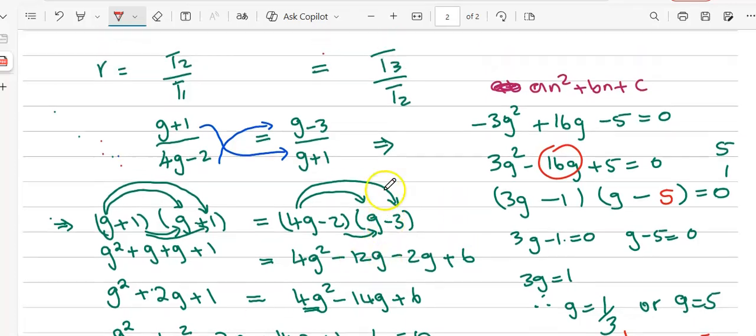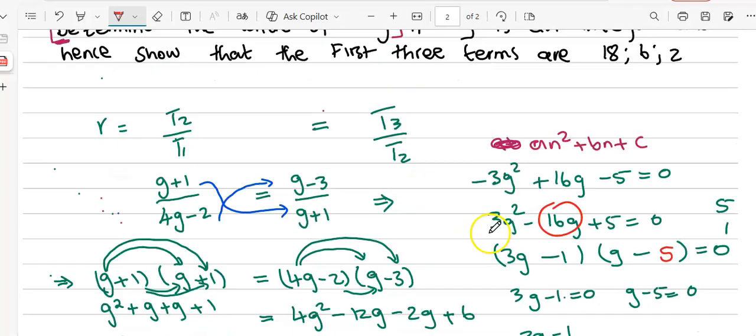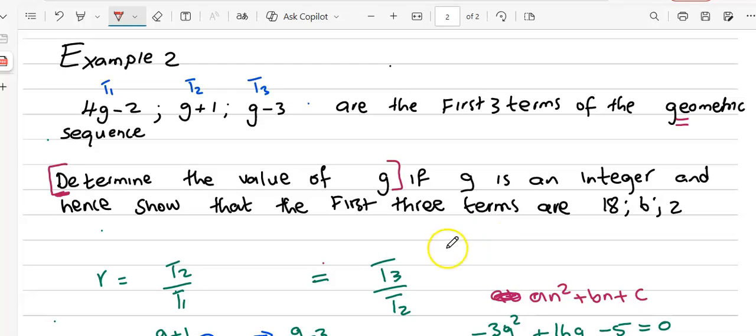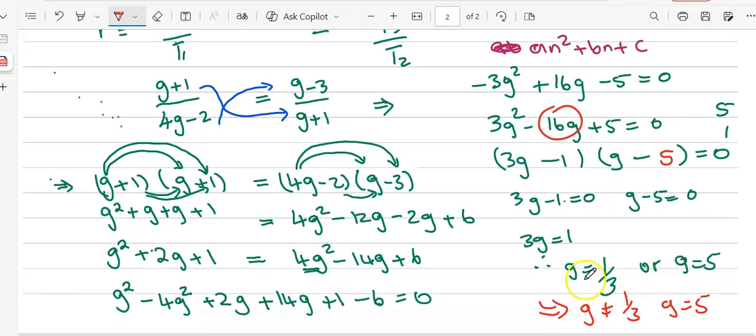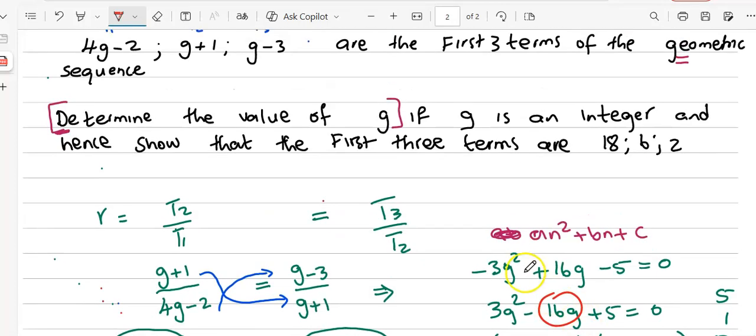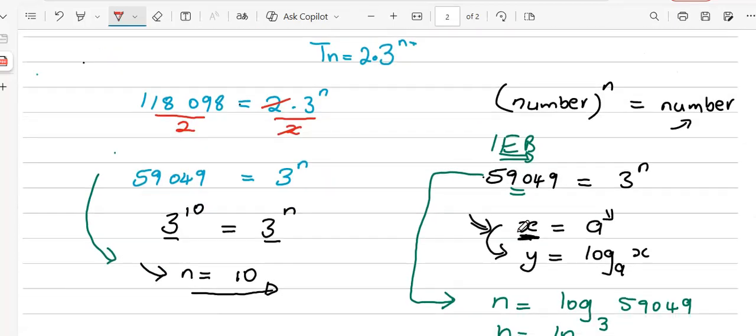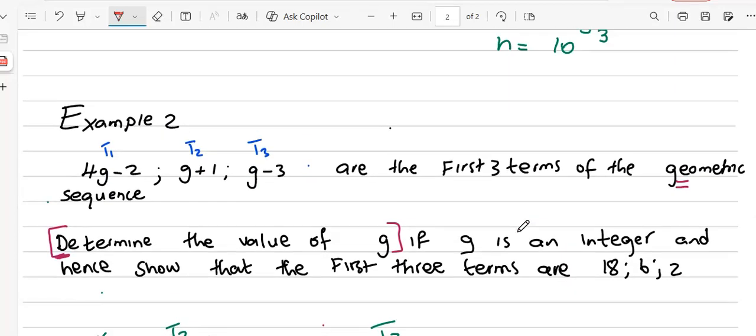Now they said hence or otherwise. Now we know g is 5. Hence or otherwise, we need to show that the first three terms are 18, 6, and 2. If we don't get those, then that's when you're going to see that somehow you made a mistake in the value of g, and you need to go and fix that mistake. T1 is equal to 4g minus 2. Where there's g, let's substitute 5. So it's 4 times 5 minus 2, which will give us 18.